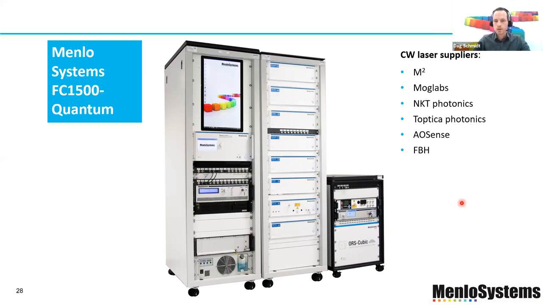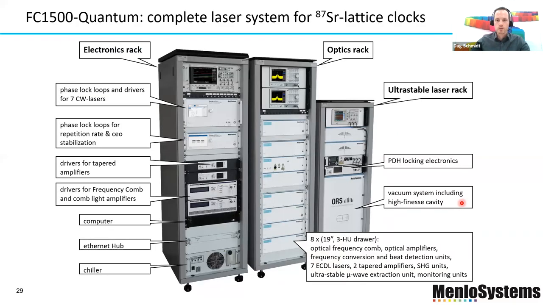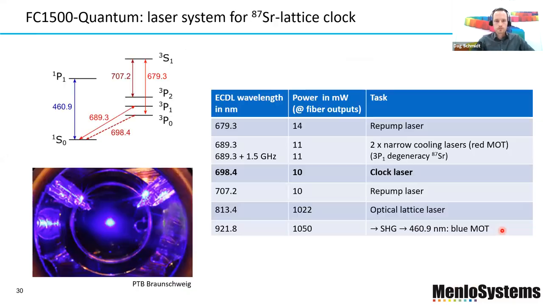And you can see that these systems are highly customized because on the next slide, it looks a little bit different. And because we're a little bit late in time, I will not go through all details here. Just to tell you, in the middle, we have the optics rack, and this includes 8 drawers in total: the optical frequency comb inside, the amplifiers you need, frequency conversion units, beat detection units, 7 external cavity diode lasers in this case, 2 tapered amplifiers, second harmonic generation units, ultrasound microwave extraction, and monitor units. So really a complete system, all the feedback loops, everything is included.